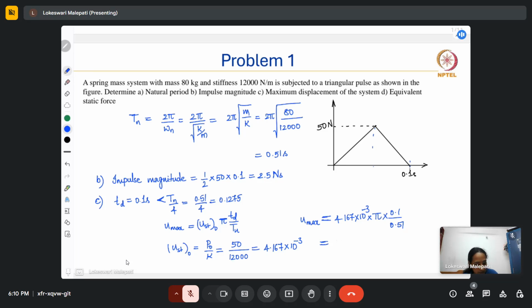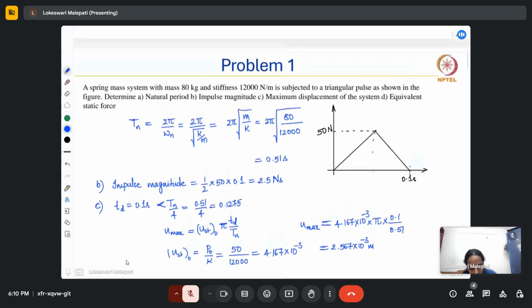So what is Umax? Umax is 2.567 into 10 power minus 3. All the units are in meters, so this is 2.56 mm. This is the maximum displacement for this SDOF system.